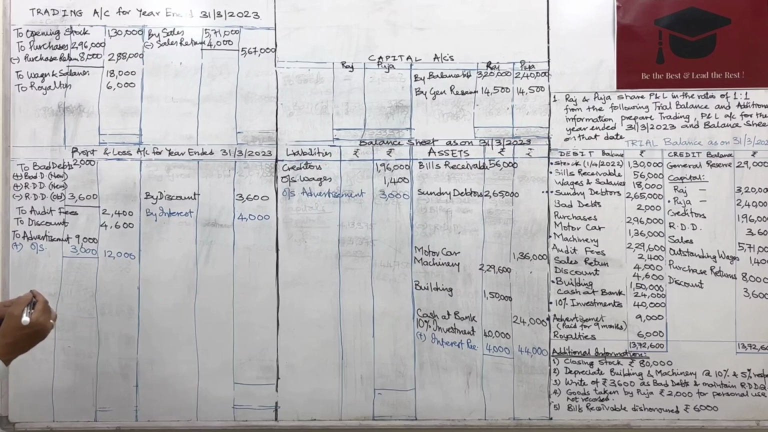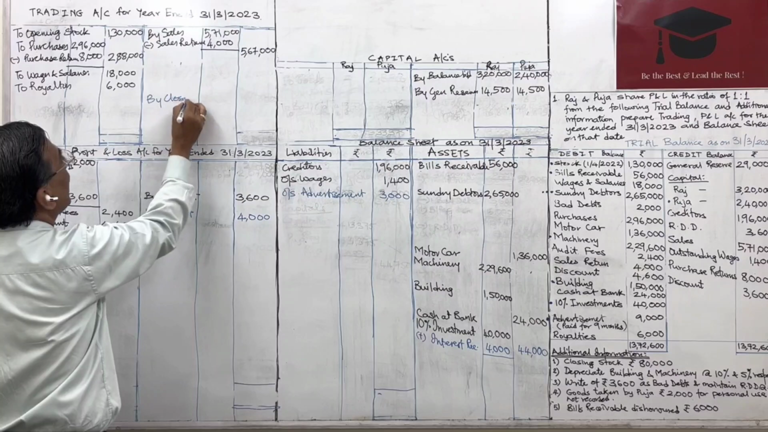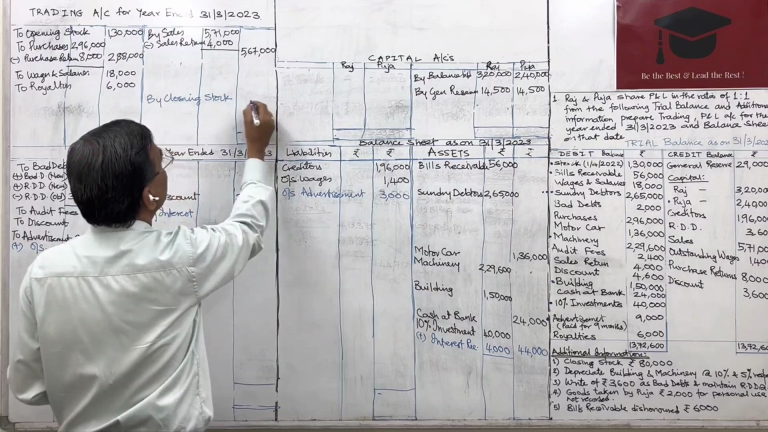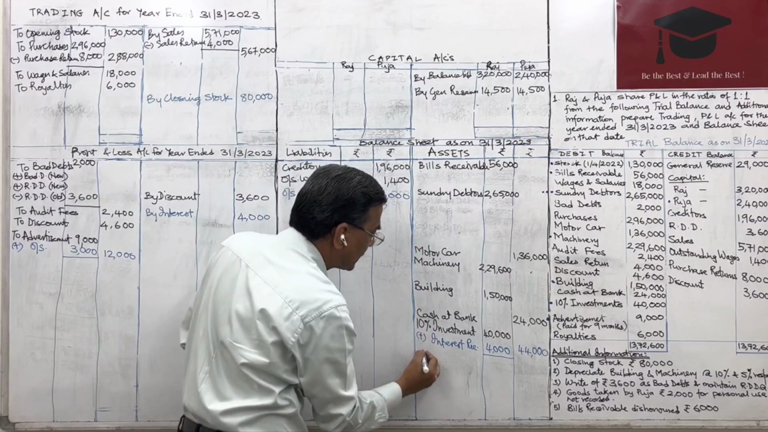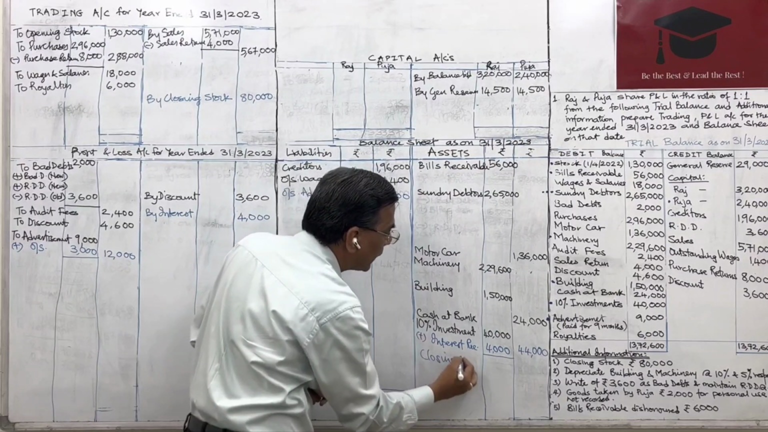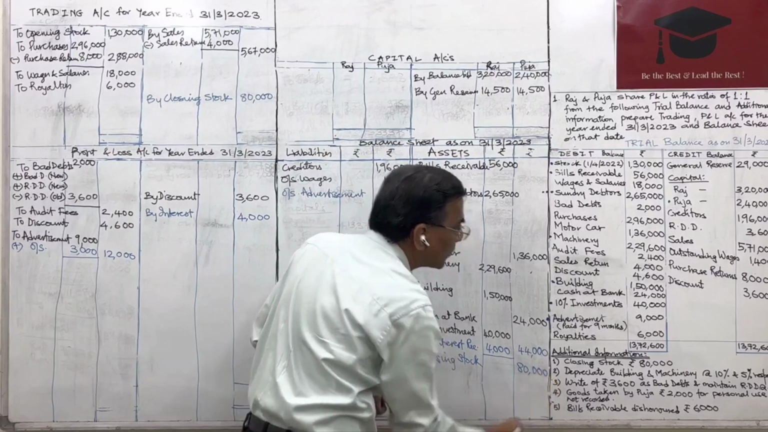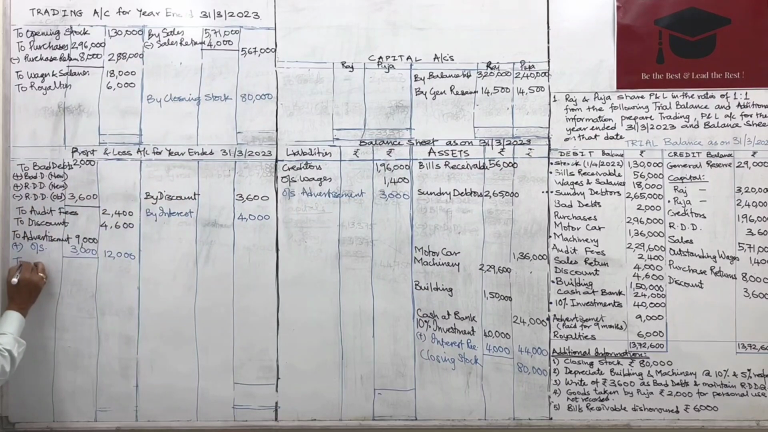Now we go to the additional information. Closing stock, trading account credit side, by closing stock, the amount 80,000. Second effect will come in the balance sheet asset side, closing stock 80,000. Then we have to depreciate machinery. So that will come in profit and loss, debit to depreciation, machinery.